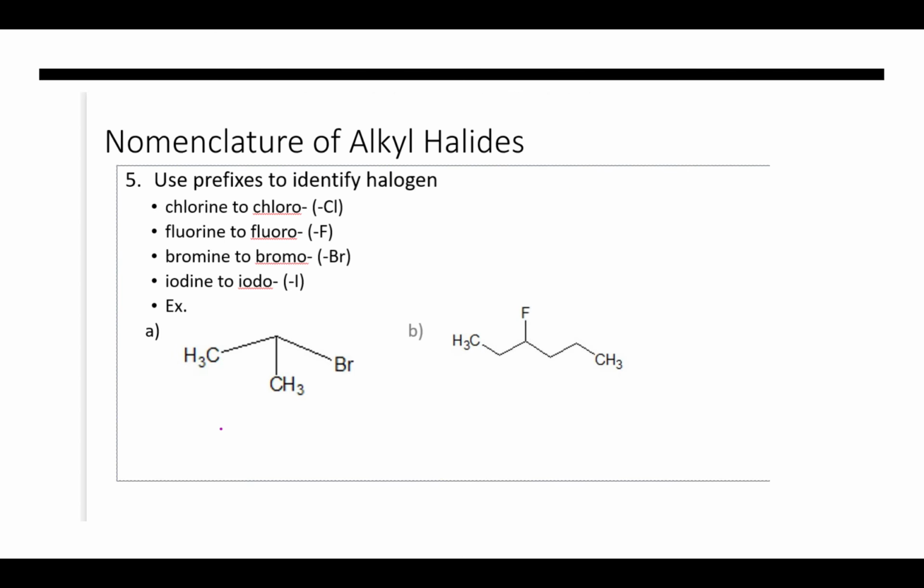Okay. Now moving on to alkyl halides, that's when you have a halogen on your main chain. And that halogen will again take precedence when it comes to numbering. Also, the halogens are named a little bit differently.